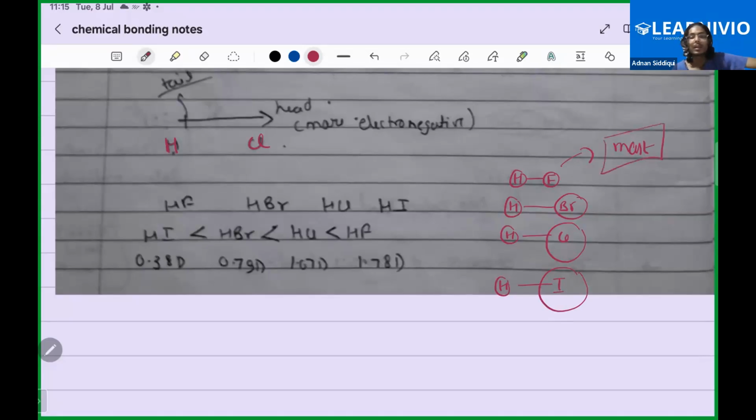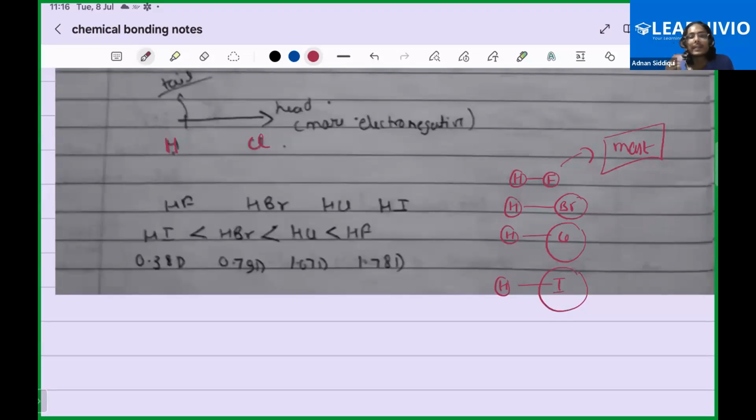Let me give you a hint. If the size is small, the charge density is more. You can talk in terms of density. What is density? Mass per unit volume. If the volume is small, then what can you say? The density is high. Or you can simply say if you are placing more charge in a small area, then the density is going to be more.